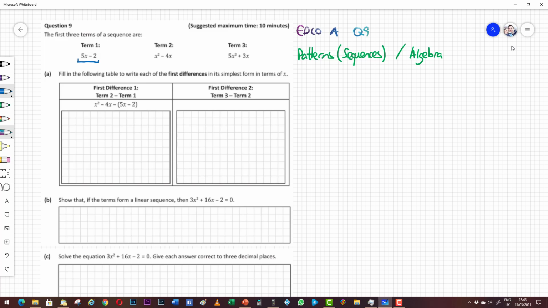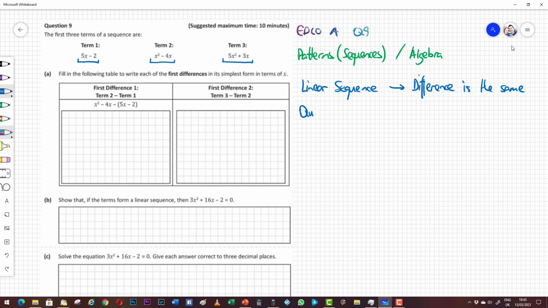Term 1 is 5x minus 2, term 2 is x squared minus 4x, and term 3 is 5x squared plus 3x. Now it's not immediately apparent what kind of a sequence this is because the terms are given in terms of x. We'll find out in the B part of the question that this is a linear sequence, and in a linear sequence we know that the difference between each term is the same, and we sometimes call this the first difference because we also refer to second differences.